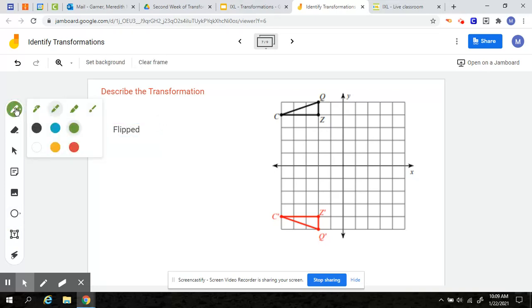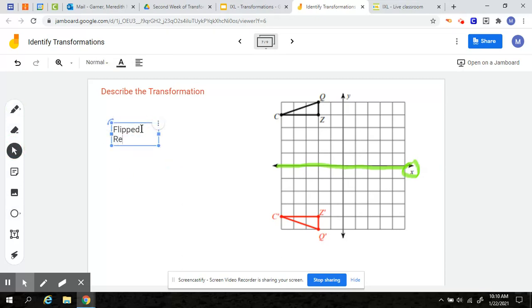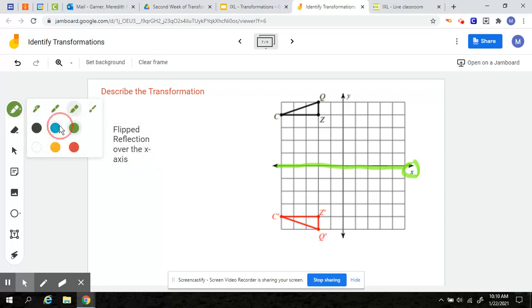So if I draw my line, this is the line that it's flipped over. And I notice at this time it flipped over the x-axis. So it flipped, which is what we call a reflection, and it's over the x-axis. Notice, just a little point here, that it's the same distance from your reflection line, right? The black is 4 units above it. The red is 4 units below it.